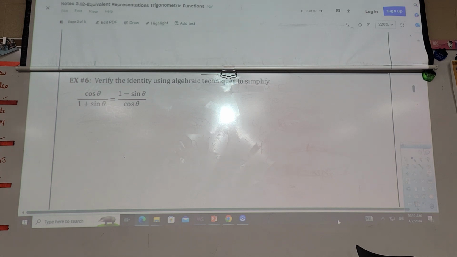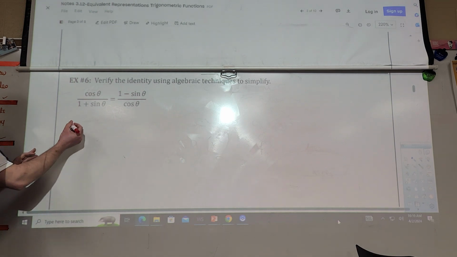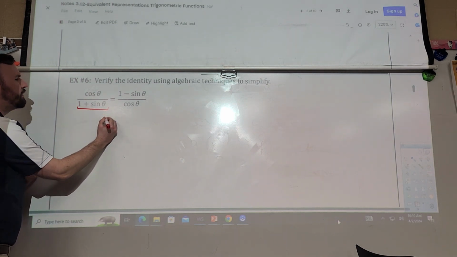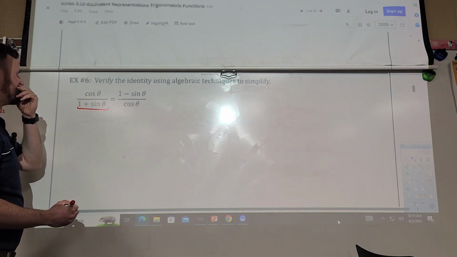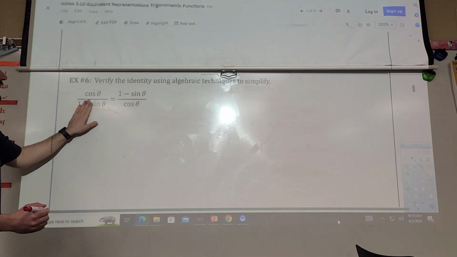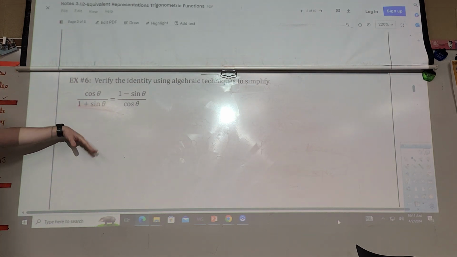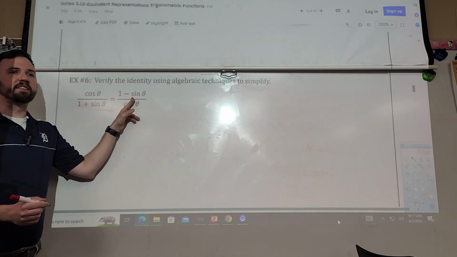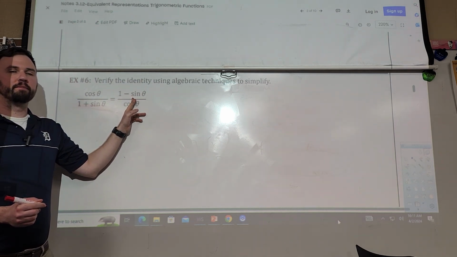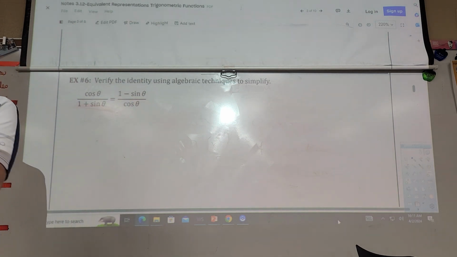Here's why I'm not going to do that side. Think about this. This is a really tricky problem. What do I see down here? Wait, I could do this one. Yeah, let's do it. Okay. Let's do that side. That's 1 minus sine of theta, right? That's nothing. But if it was 1 minus sine squared, it would be something.